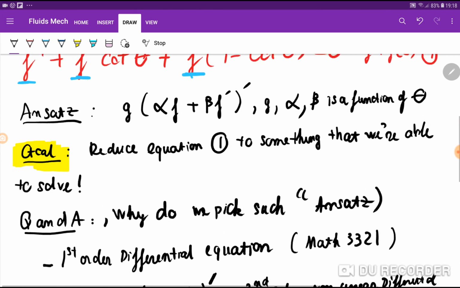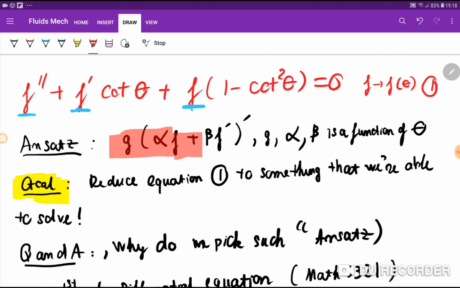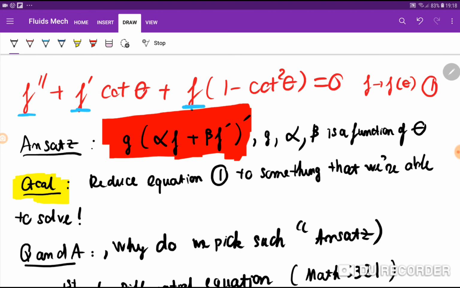The best form is still this one. Let me highlight in red. The best form is still this one. Okay? So I encourage you to keep on asking questions, to finally convince yourself that the red highlight is the answer. It's the good educated guess for the differential equation.